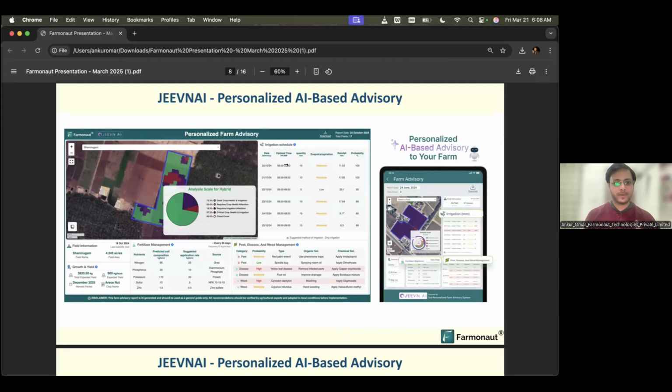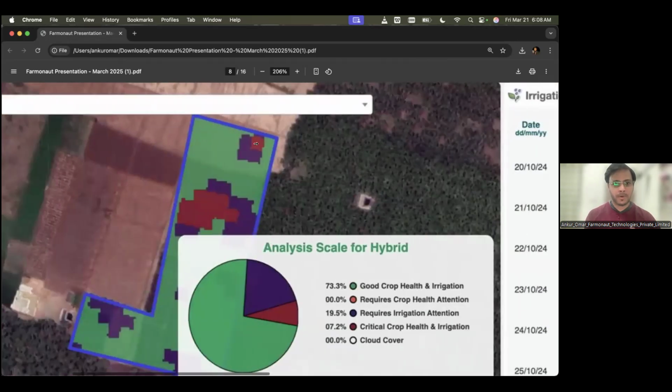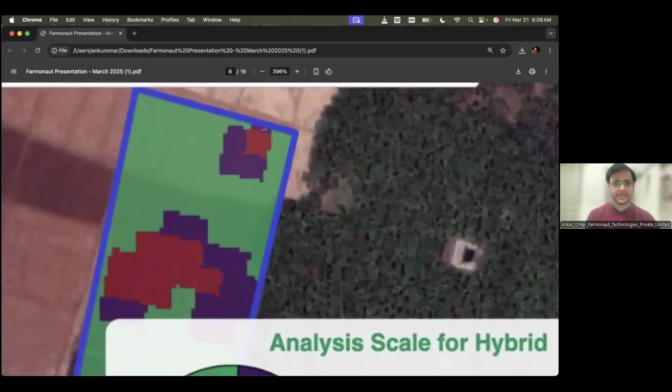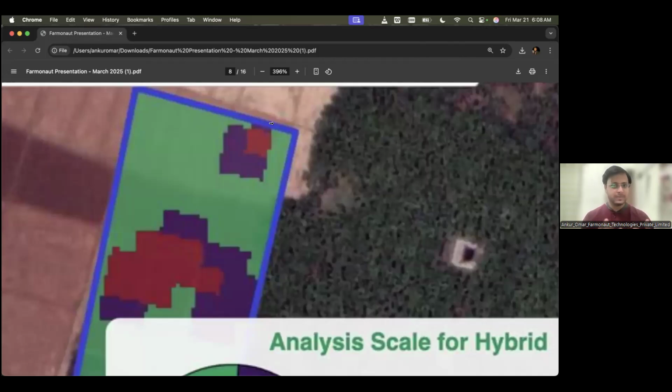So if you see over here, these boxes, this is basically 1 pixel, and this is 10 meter by 10 meter. For every 10 meter by 10 meter of area, we generate one single piece of information. So compared to drones, definitely it's pretty less. But this is still pretty useful. Why? Because if you know that there's something wrong in this 10 meter by 10 meter area, you're not supposed to go and visit the entire farm. Just need to focus on this particular part.